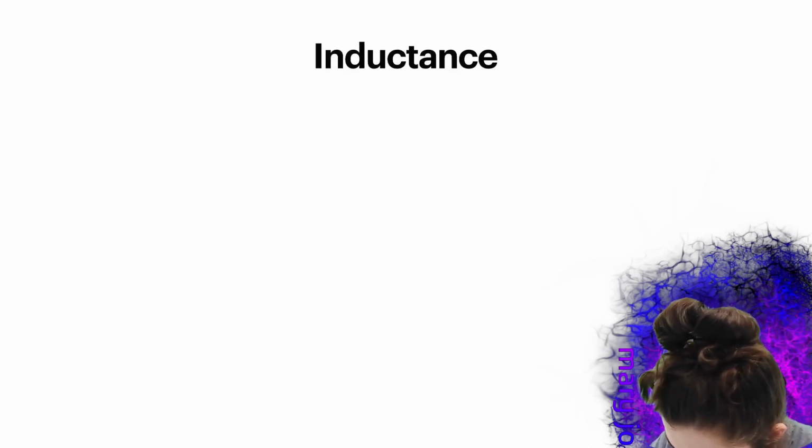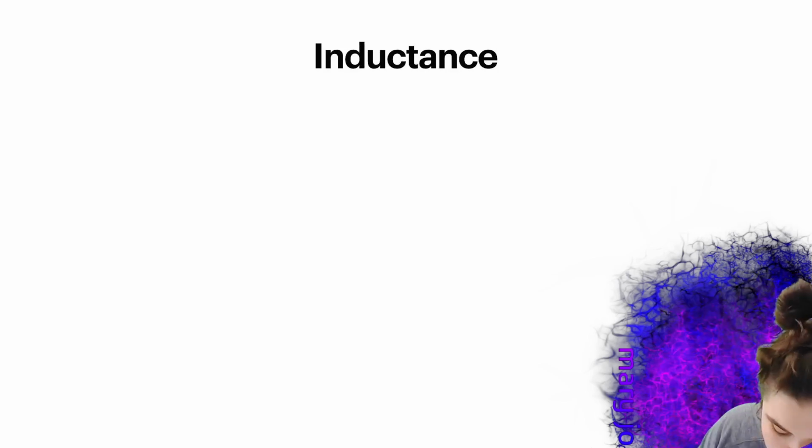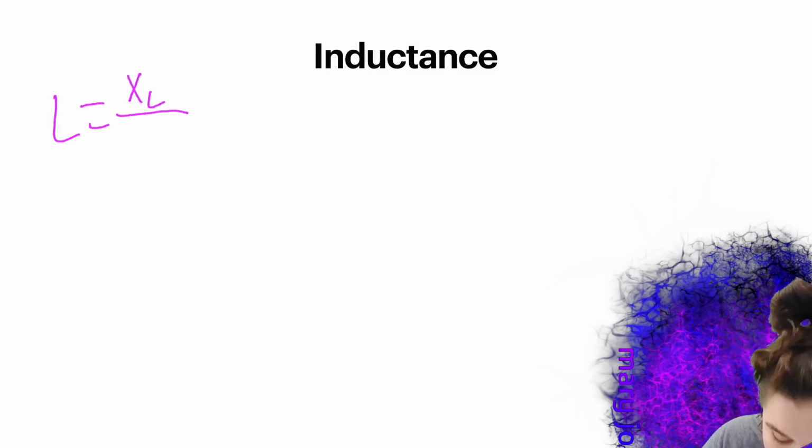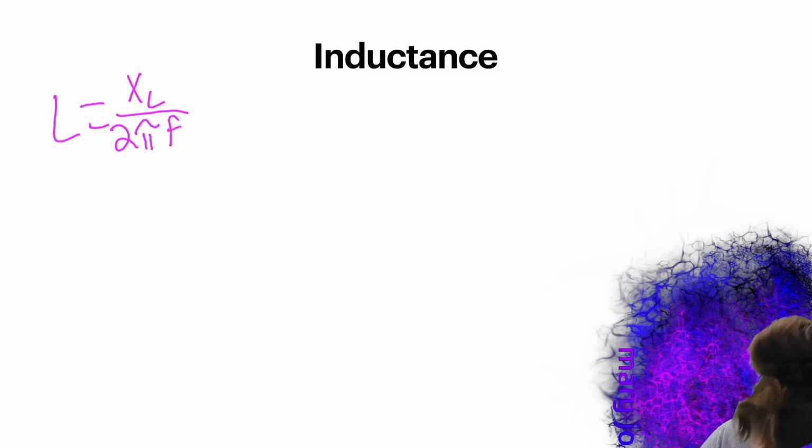Inductance. So we should know what the inductance formula is from last module. So just as a refresher, the inductance formula is X sub L, which stands for inductive reactance, equals 2 pi F L. So we know that this is inductive reactance.